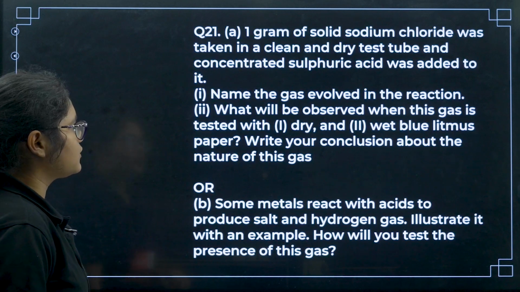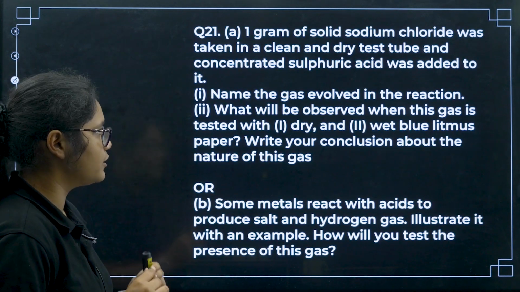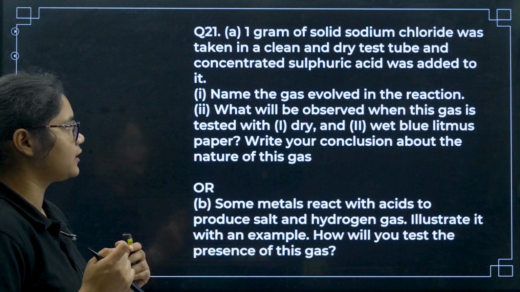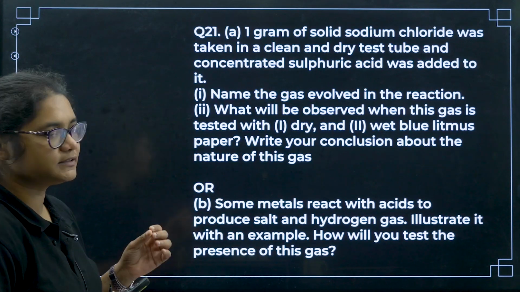Now going to 2-marker questions here. You have an option here: 1 gram of solid sodium chloride was taken in a clean and dry test tube and concentrated sulfuric acid was added to it.